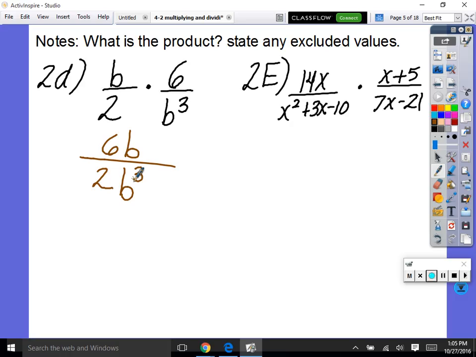Okay, let's simplify what we can. Oh, we gotta restrict our domain first. B cubed is just b, b, b. So b cannot equal 0. Very good.